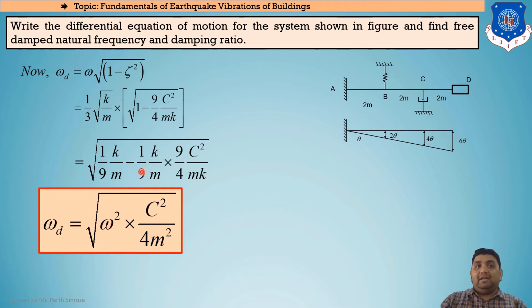This is the final term that we are getting. How are we getting this? This is the portion of omega square, so we can substitute this to be omega square. This k and k will be cancelled out. This 9 and 9 will be cancelled out. So in the upper portion the remaining part is c square, and in the lower part the remaining part is 4m into m, that means 4m square. Clear? So this will be the final equation that we will be getting after solving this. This was asked to find the free damped natural frequency. So this is the free damped natural frequency of the scenario that we were given.